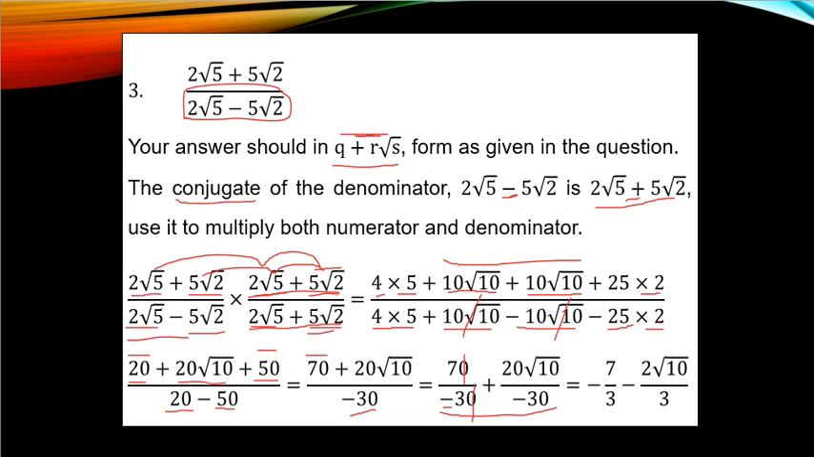Then plus against minus is minus. You cancel this 0 by 0. The irrational number root 10, you cannot cancel that. It's only the constant, the term outside the square root sign. So you have minus 2 root 10 over 3. So from here you can say that Q is minus 7 over 3, R is minus 2 over 3, while S is 10.